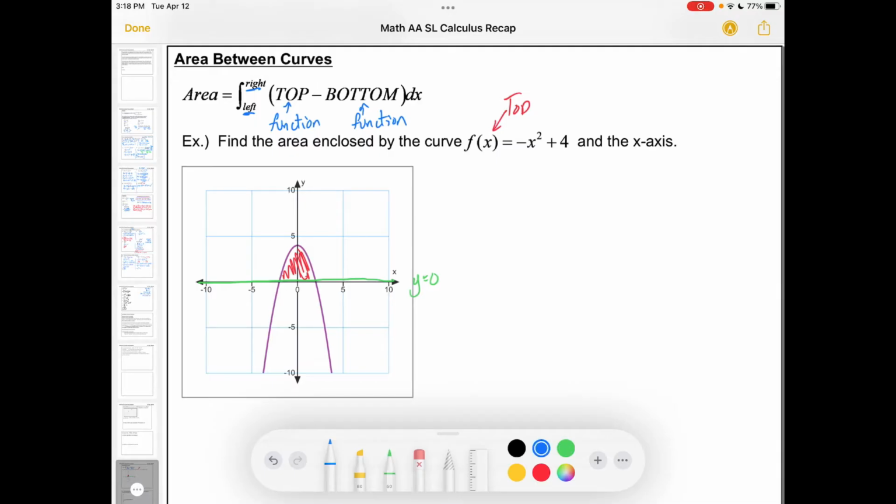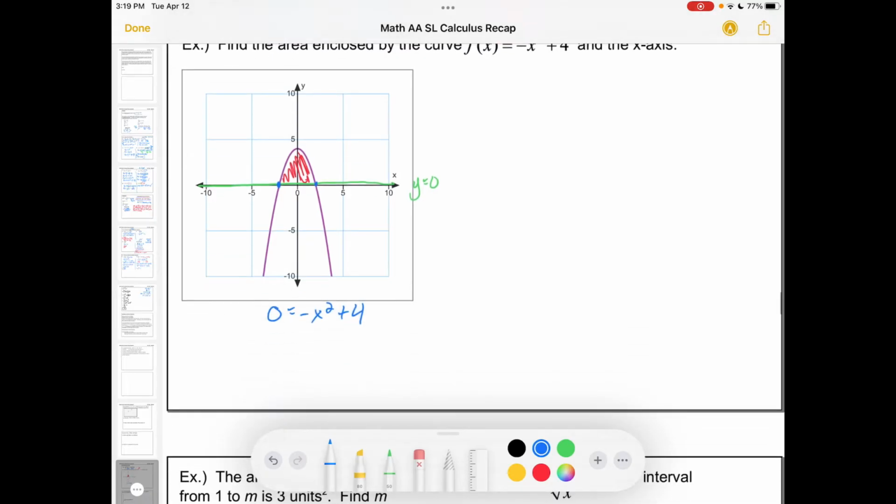What's important here is that we find out where these x-intercepts are. So to find an x-intercept, we just set y equal to 0. So in my function, I'll say 0 equals negative x squared plus 4. That means x squared equals 4, where x is plus or minus 2. Okay, so this x-intercept's at negative 2. This is at positive 2.